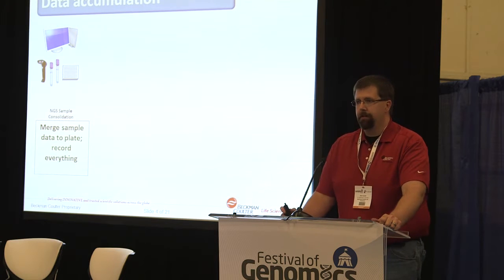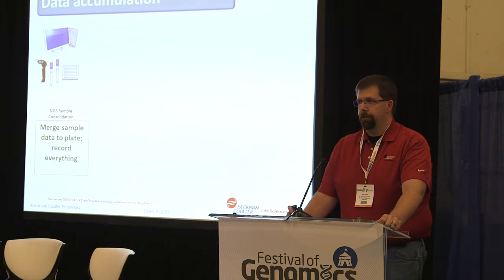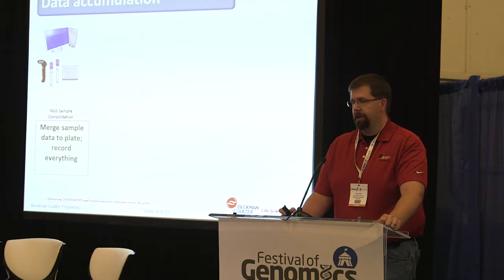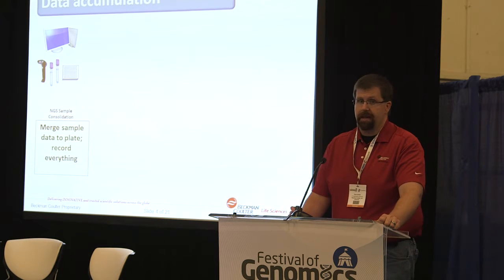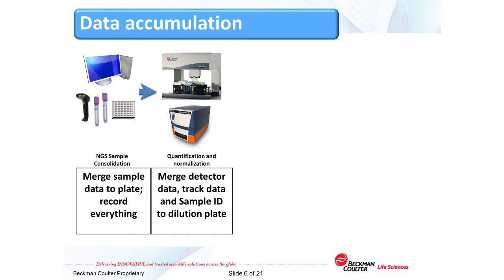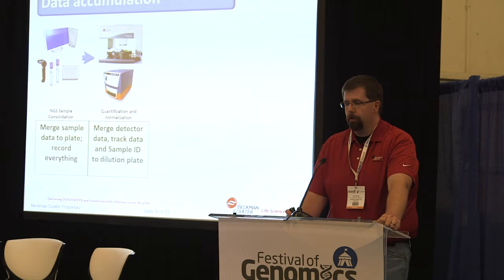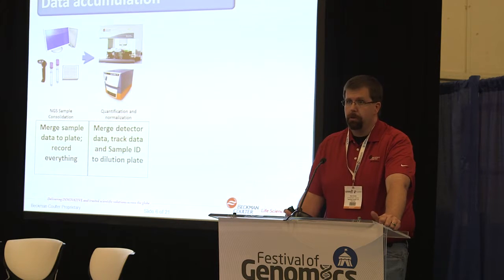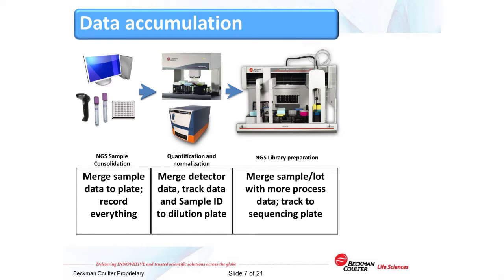So data can accumulate rapidly during these sorts of experiments, so you have to merge your sample data onto a plate and record everything associated with that sample. Merge the sample ID with reagent lots during nucleic acid extraction. Also, you've got to keep track of your quantification and normalization data. What is the actual concentration of the nucleic acid coming out of extraction, and what are you actually going to normalize the sample to? Then merge all that data again with all of the information from the NGS library preparation kits.